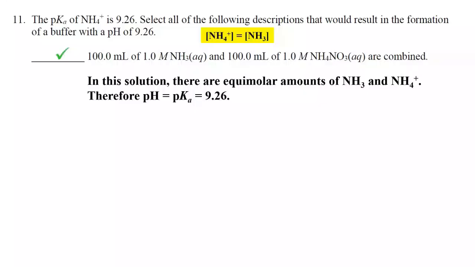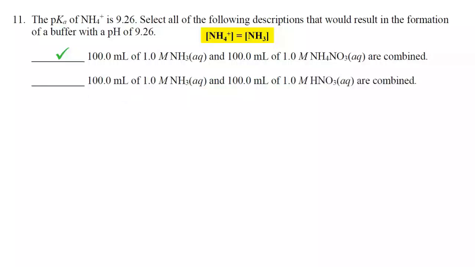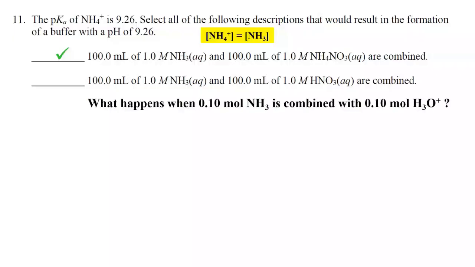In the next description, we're combining 100 milliliters of 1 molar ammonia with 100 milliliters of 1 molar nitric acid, HNO3. So we're combining a weak base with a strong acid. Same volume, same concentration, so we have the same number of moles. What would happen if 0.1 mole of ammonia is combined with 0.1 mole of a strong acid, or the hydronium ion?